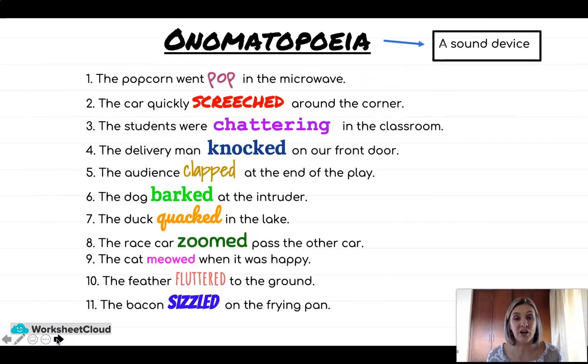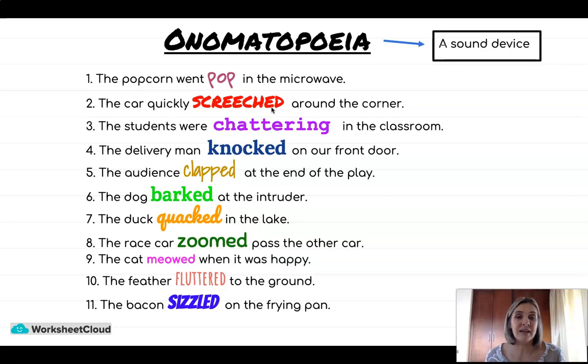Right, let's take a look. I hope that you managed to do them. Number 1, the popcorn went pop in the microwave. Number 2, the car quickly screeched around the corner. And just so you know, you can interchange that word with the other car. So we could have said the car quickly zoomed around the corner is also fine. Number 3, the students were chattering in the classroom. Oh, I think most teachers around the country missed that.